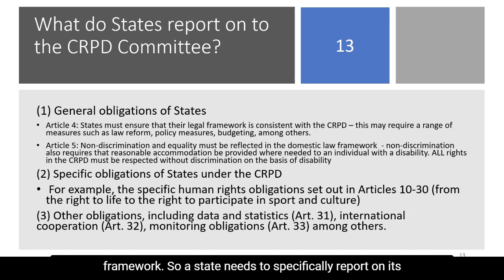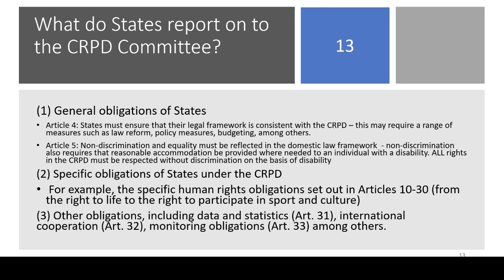So a state needs to specifically report on its general obligations and what it's done, for example, in enacting or amending legislation and policies, in addition to reporting on its very specific obligations under the CRPD. For example, the specific obligations set out in Articles 10 through 30, ranging from the right to life under Article 10, all the way to the right to participate in sport and culture under Article 30.